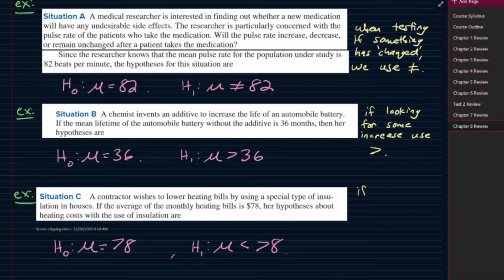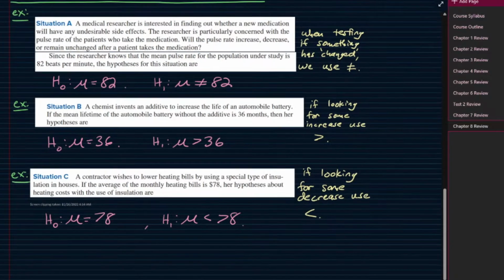So of course, when looking for some decrease, use strictly less than. And so these are pretty much, at least for the purposes of right now and in this class, the three scenarios that can occur. The null hypothesis always uses an equal sign. You're just assuming some base assumption to base everything around, a starting point, if you will. And then we've got an alternative hypothesis, which reflects what the researcher is trying to test.